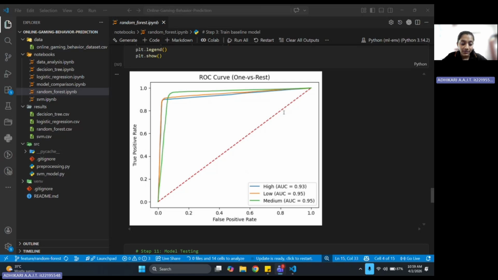Overall, Random Forest gave the best performance among all models. It handled complex patterns well and provides accurate and reliable predictions.